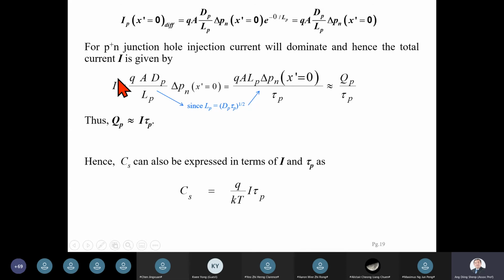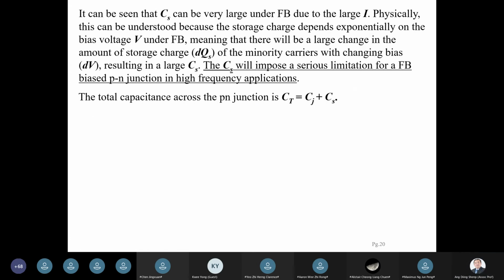Now, again, for a normal PN junction where you have comparable doping concentration on the P and N side, you will end up with an additional term here. In that case, this has to be IP and not the total current I. This will be IP itself. So please take note. You can rework this derivation to see for yourself what the CS expression would be for a normal PN junction with comparable doping on the P and N side.